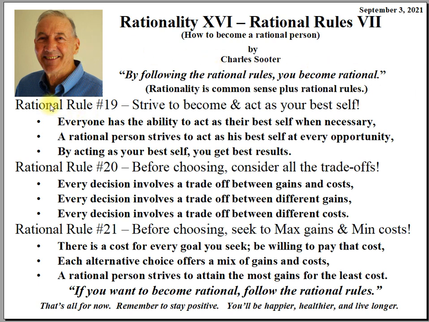Rational Rule 19: strive to become and act as your best self. Everyone has the ability to act as their best self when necessary. A rational person strives to act as his best self at every opportunity. By acting as your best self, you will get best results. To act as your best self doesn't take much more effort than to be your normal average self. So why not display your best self more often so you can receive the best outcome?